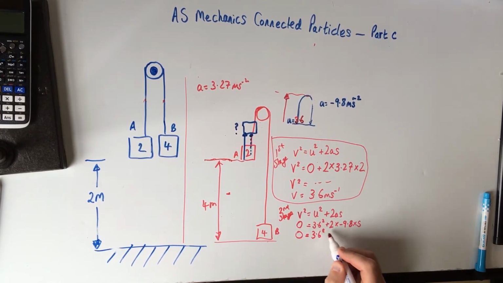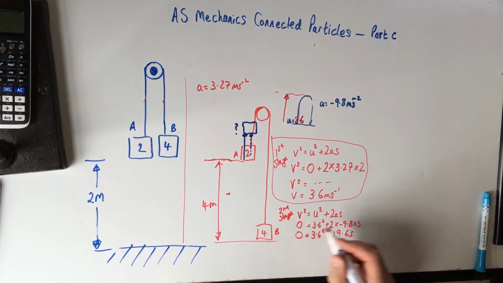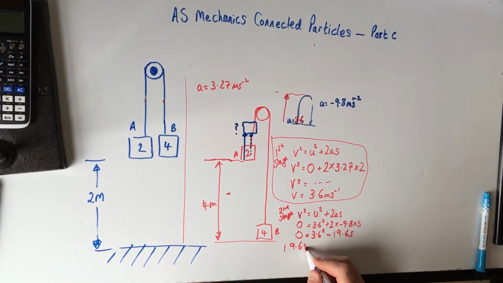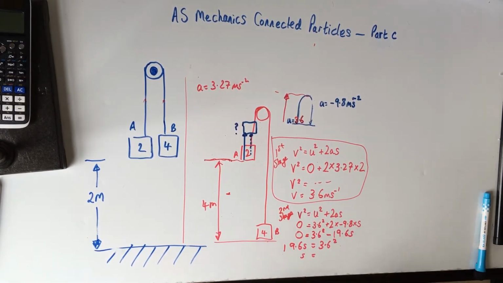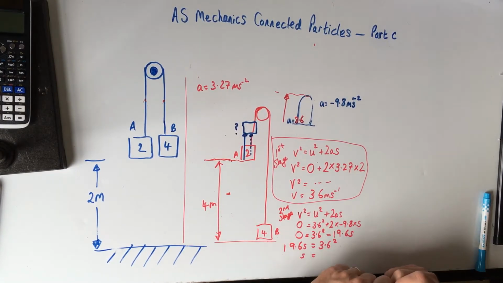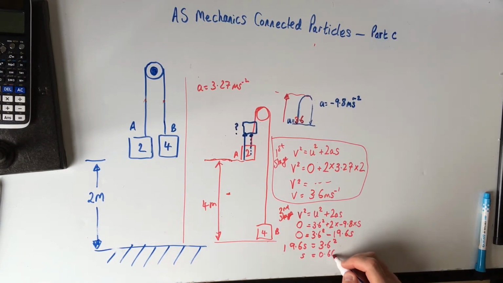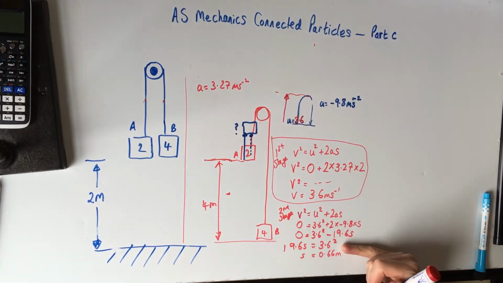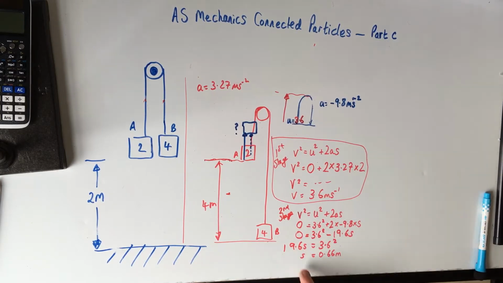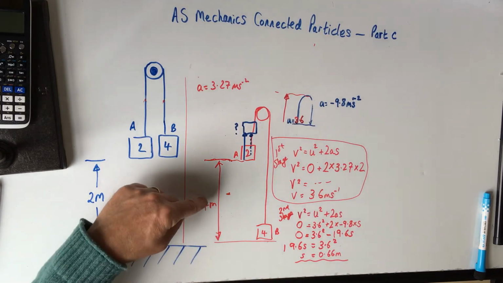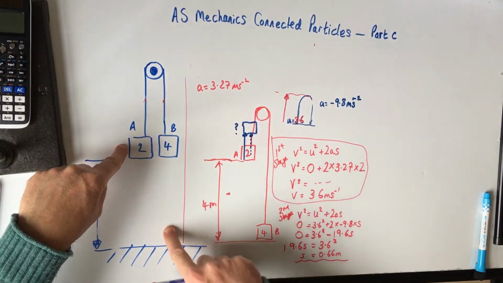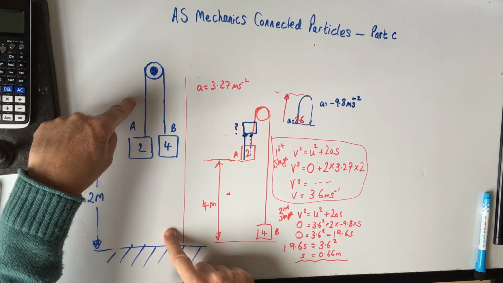Simplifying this, 2 times minus 9.8 is minus 19.6 s. Take that over to the other side. 19.6 s is equal to 3.6 squared, and if we divide 3.6 squared by 19.6, we get 0.66 meters. So 3.6 squared in your calculators, divided by 19.6, gives us s. So that means that while this travels down 2 meters, A travels up 2 meters.